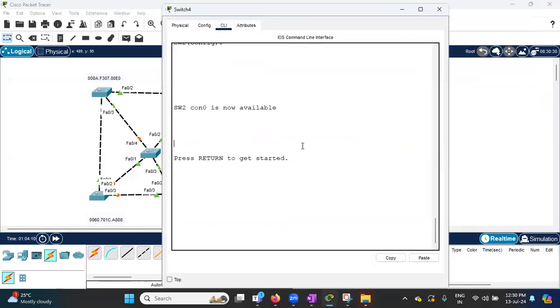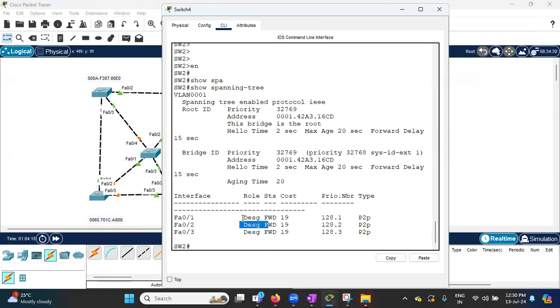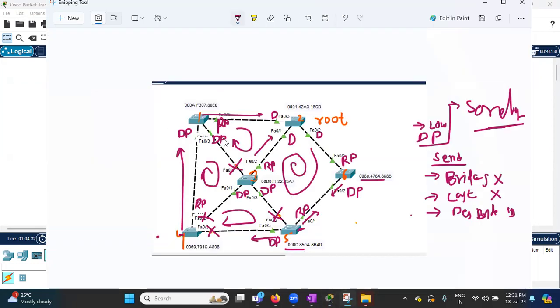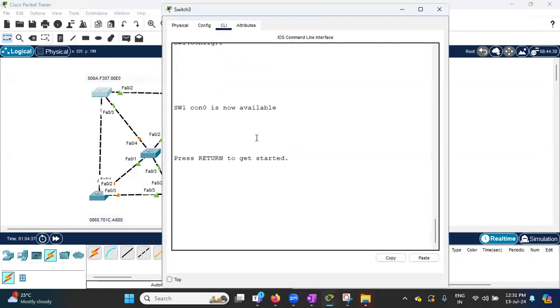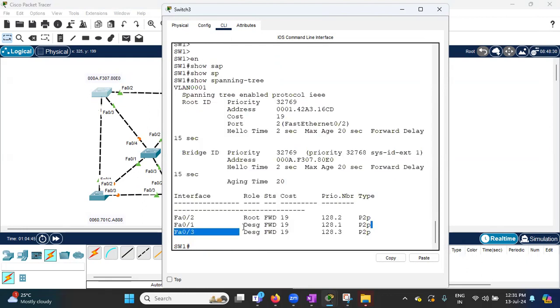This one you said is the root switch, right? So, show spanning tree. See, all the ports are designated ports, it means it is the root switch. This is 16CD, the root bridge. Then the second switch: you said this is the root port, and the others are DP. 2 DP, 1 root port. Clear?